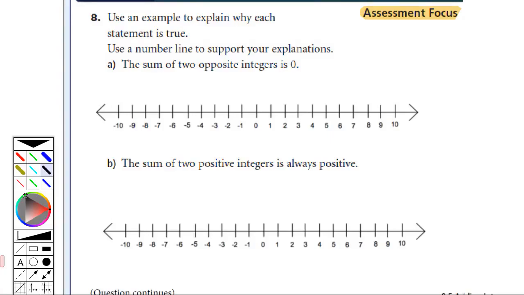So for question number 8, use an example to explain why each statement is true. Use a number line to support your explanations. A, the sum of two opposite integers, so I'm going to outline that, is 0.